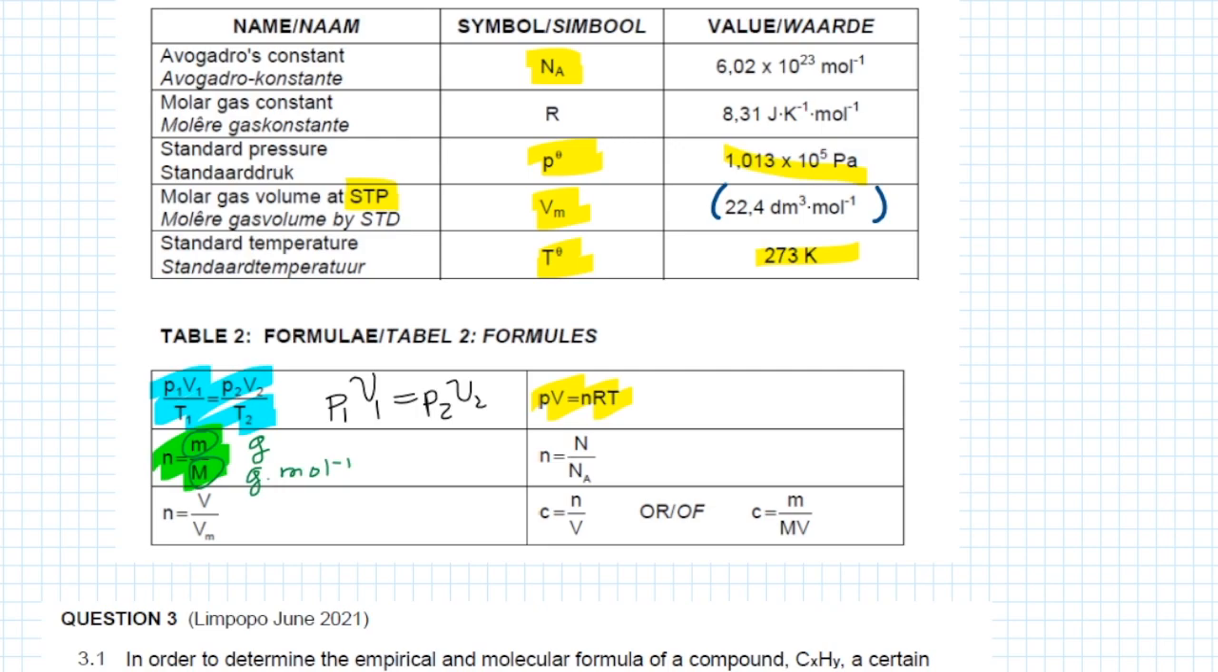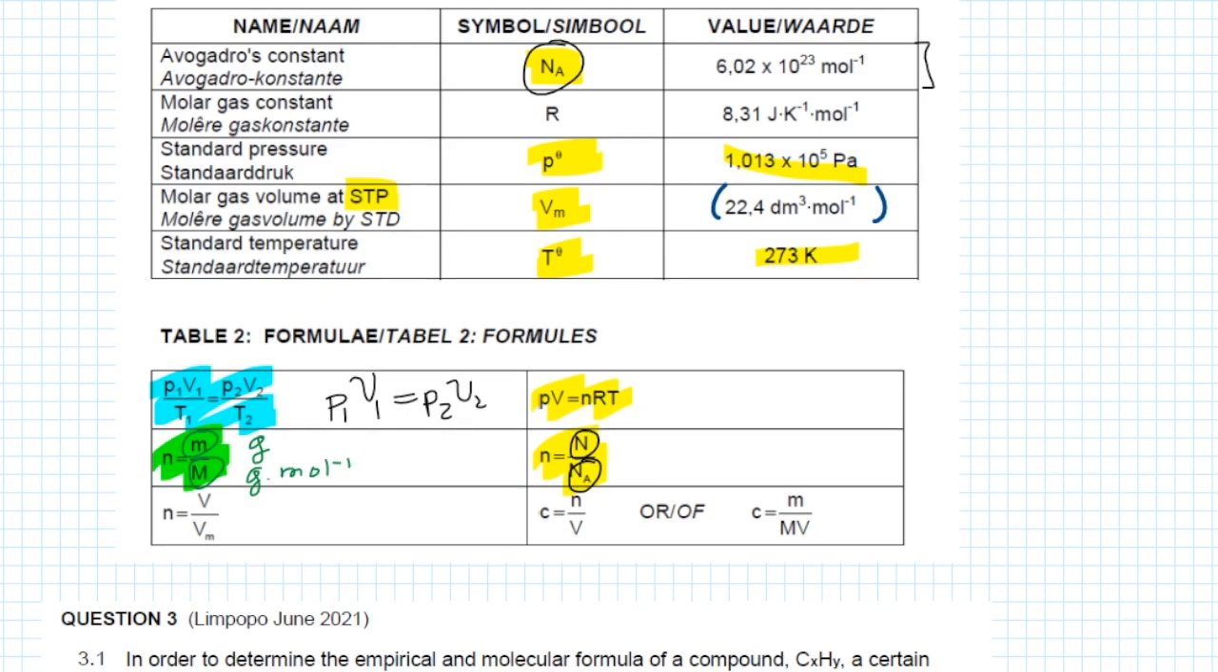Then we have the formula that we can use to calculate the number of particles. Capital N is the number of particles, whether that be atoms, ions, molecules, or formula units. Below that we have Avogadro's constant that is given in the table of constants as 6.02 times 10 to the power of 23 per mole. And we can use this to calculate number of moles.